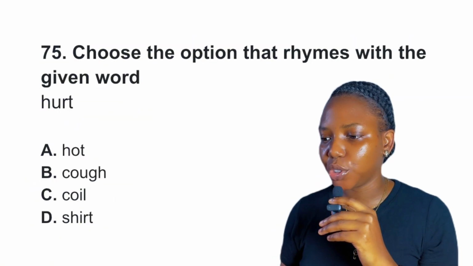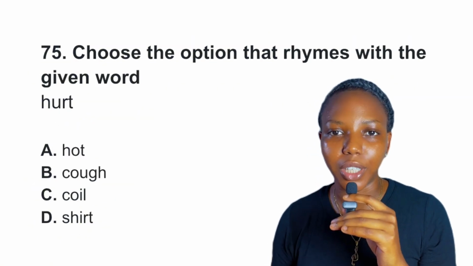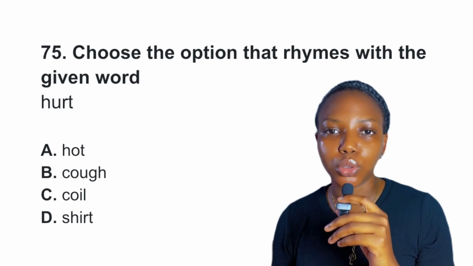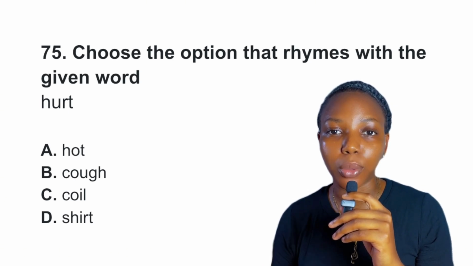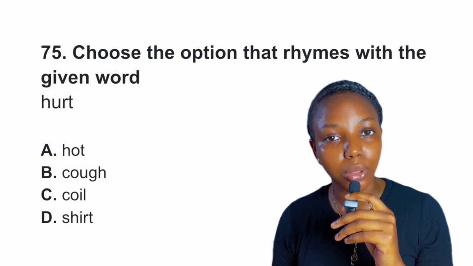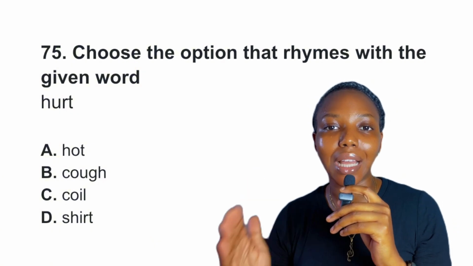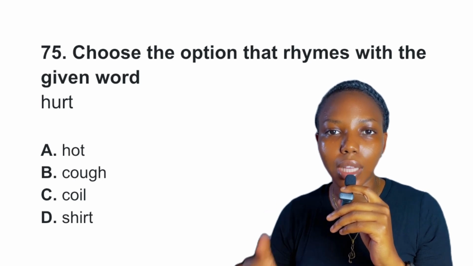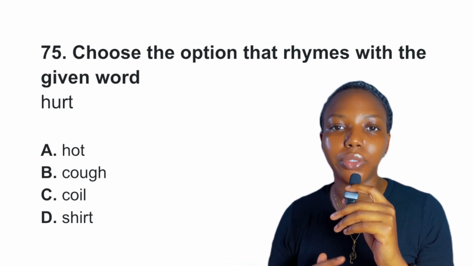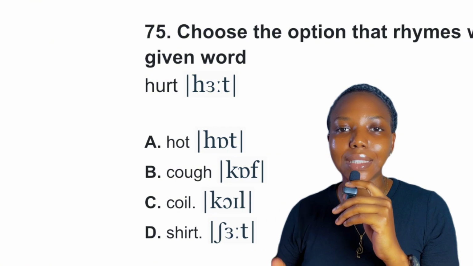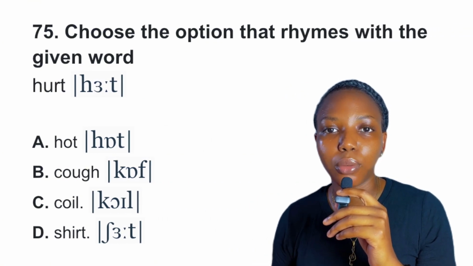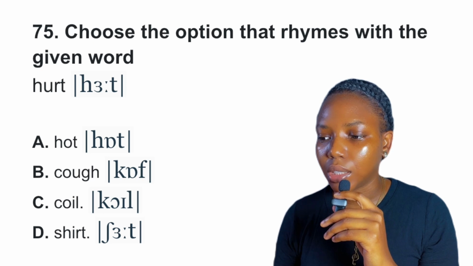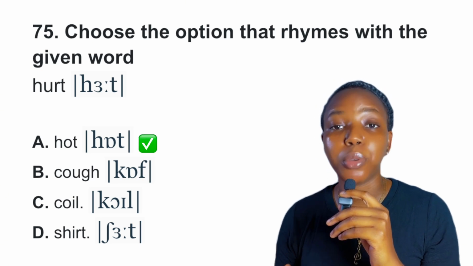Question 75. Choose the option that rhymes with the given word. Now the word is hurt, right? When solving rhyme questions, two things are important: sounds, not letters. Then you have to start with the last sound, not the first sound, not the middle sound. You start with the last sound and you work your way to the first sound. So the last sound in the given word is t. Let's go to the options. With the last sound, we can tick option A and option D, right?